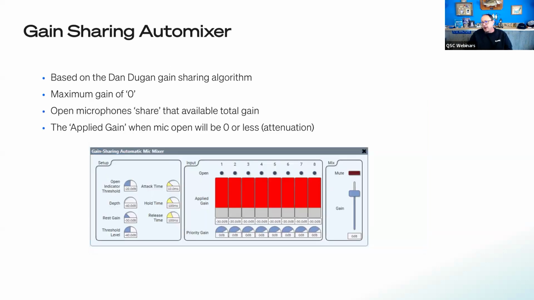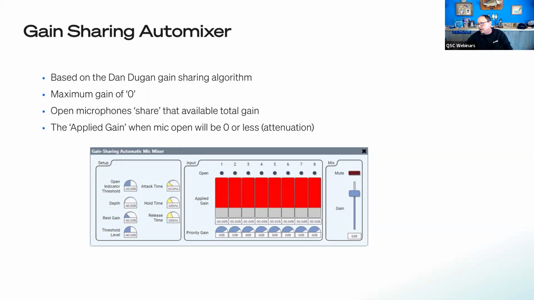So the gain sharing auto mixer is based on the Dan Dugan algorithm. We don't pay for it, but it's based along those principles. The gain sharing auto mixer works differently from a gating auto mixer. There's a set amount of gain that it can hand out, right? And so what happens is the open mics will share that available gain.